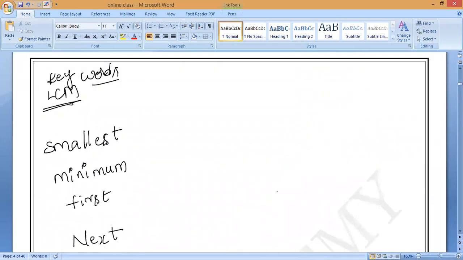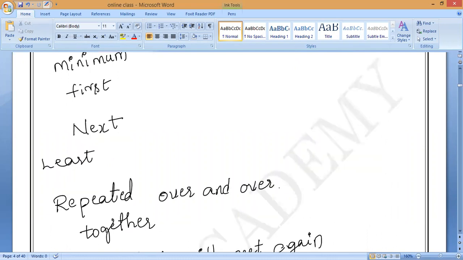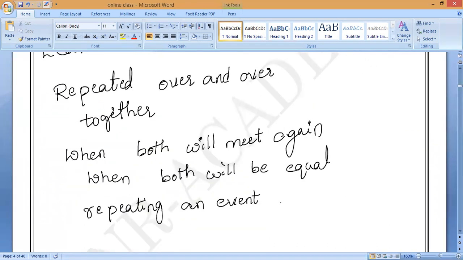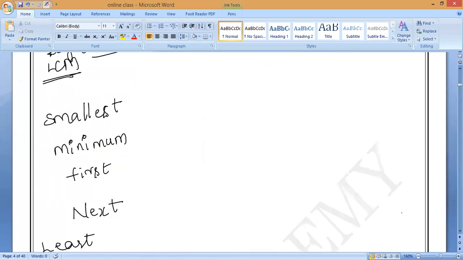All of you note it down. These are the keywords for LCM. First one is smallest, minimum, first, next, least, repeated over and over, together, when both will meet again, when both will be equal, repeating an event. These are the LCM keywords. Do you understand?